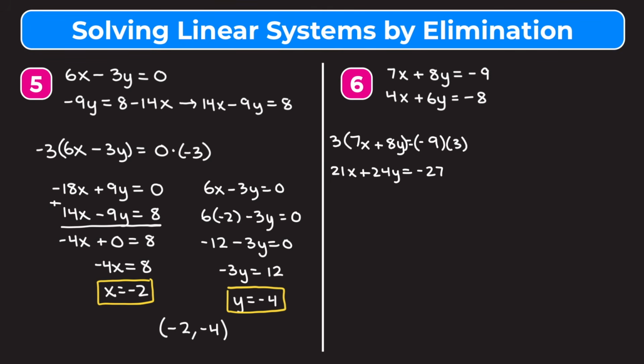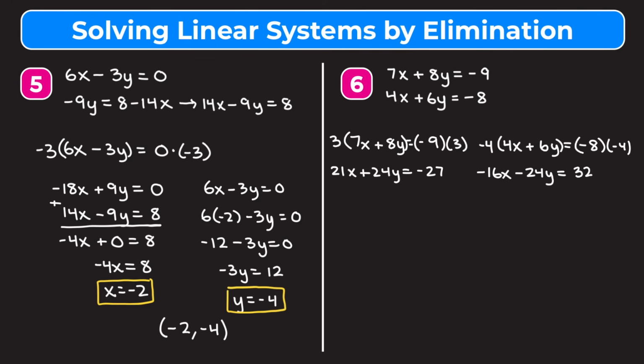And now I'm going to take my bottom equation, and I want to turn 6y into negative 24y. So I have 4x plus 6y equals negative 8. I want to turn 6y into a negative 24y, so I'm going to multiply both sides by negative 4. On the left side, when I distribute, I'm going to get negative 16x minus 24y, which is what I want. And on the right side, negative 8 times negative 4 is positive 32.